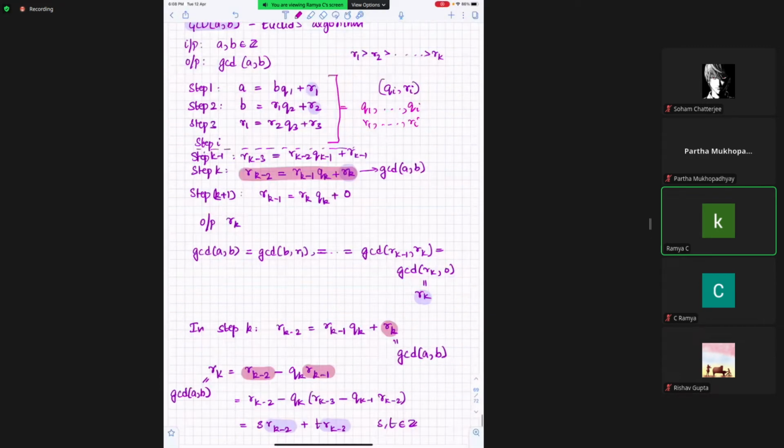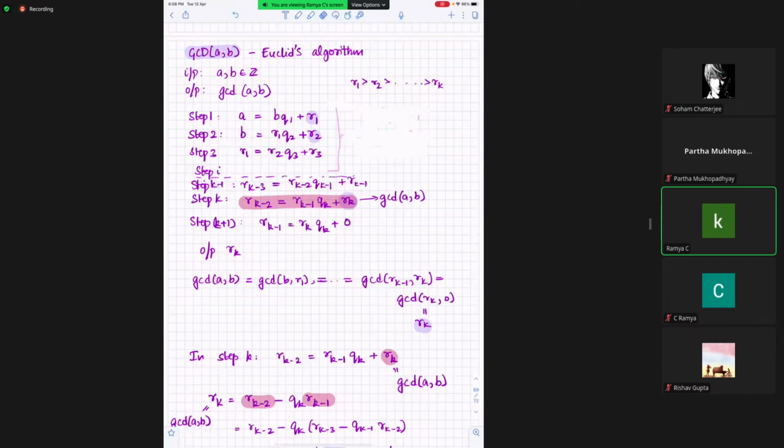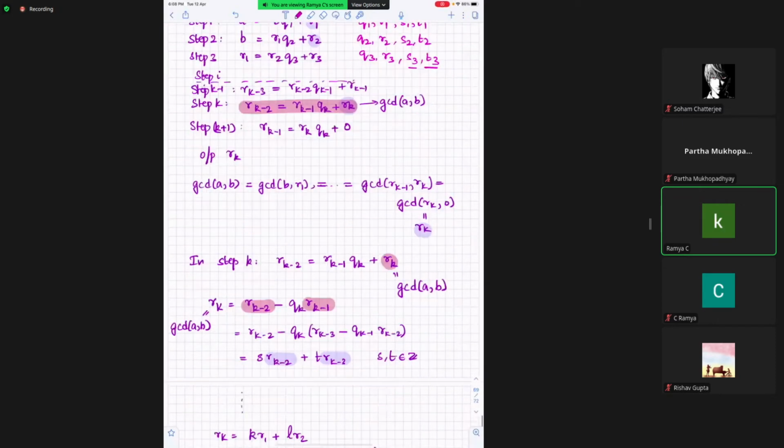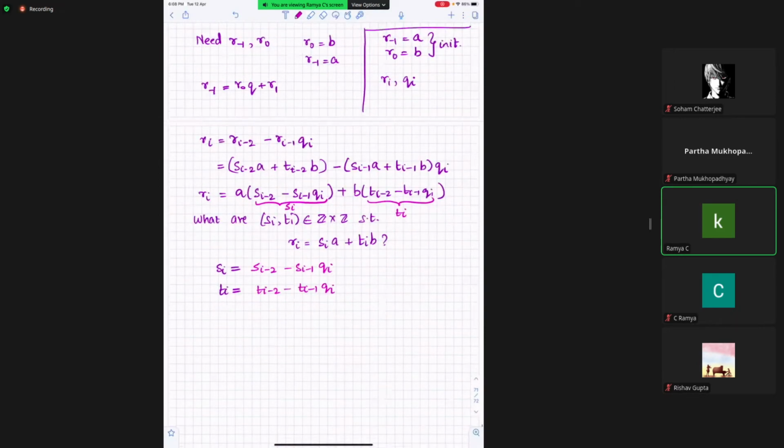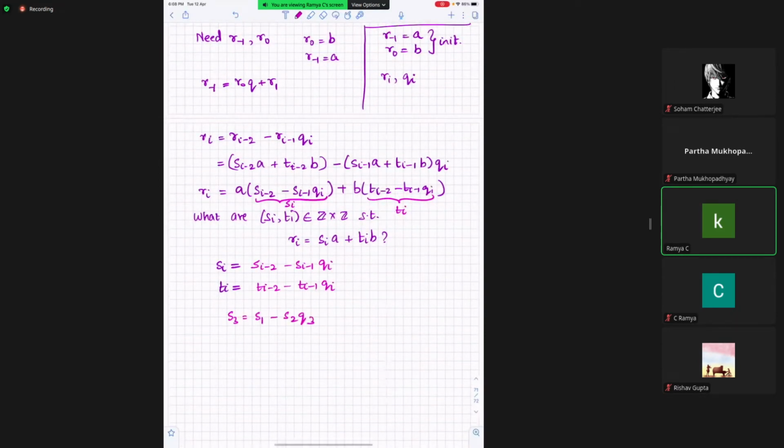Let me just erase this. At step 1, you will keep track of Q1, R1, S1, T1, Q2, R2, S2, T2. Now S3 and T3: how do you compute them? You can compute S3 as S1 minus S2 times Q3. Cool, right? And to know T3, you don't have to do any effort at all, no backward substitution. Just find T1 minus T2 times Q3.